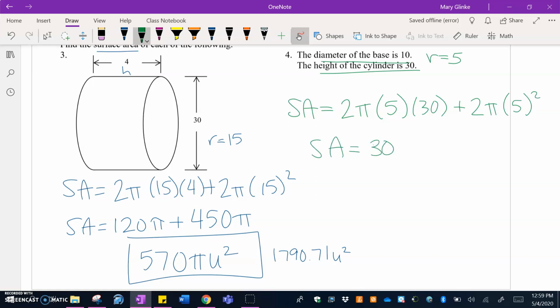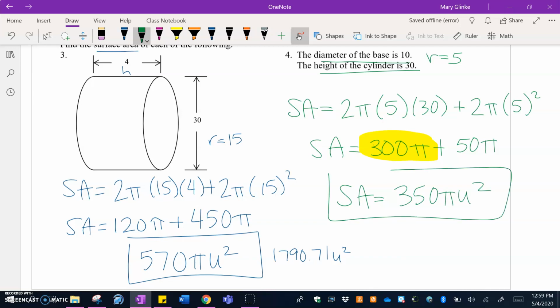And so plugging that in, we get 300 pi plus 50 pi. Now the interesting thing here, before I go ahead and add these together, is that this 300 pi is our lateral area. So if we were ever asked to calculate the lateral area, it's right in here in our surface area formula. But overall, our surface area is 350 pi units squared.